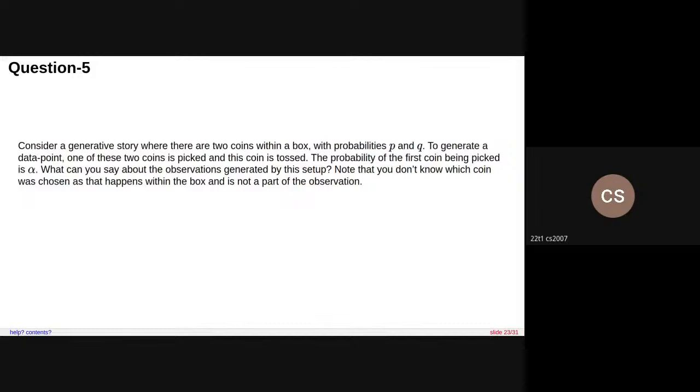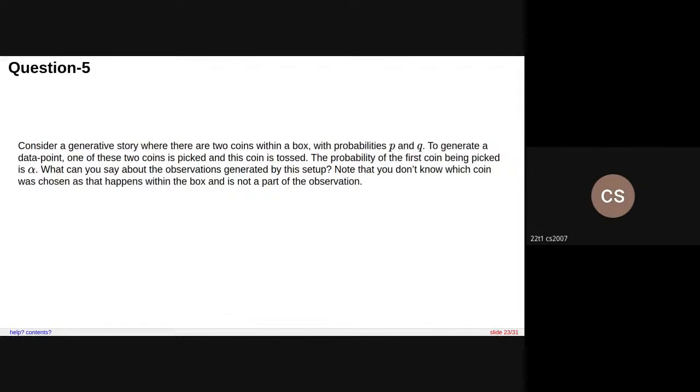Okay, so how do you generate a data point? You pick one of these two coins and you toss it. Now the probability of picking the first coin is alpha, that is given to you. So there are two coins inside a box which you can't see. Someone inside the box is picking the first coin with probability alpha, the second coin with probability 1 minus alpha, and that person is tossing the coin, and the only thing that the box outputs is the number 1 or 0.